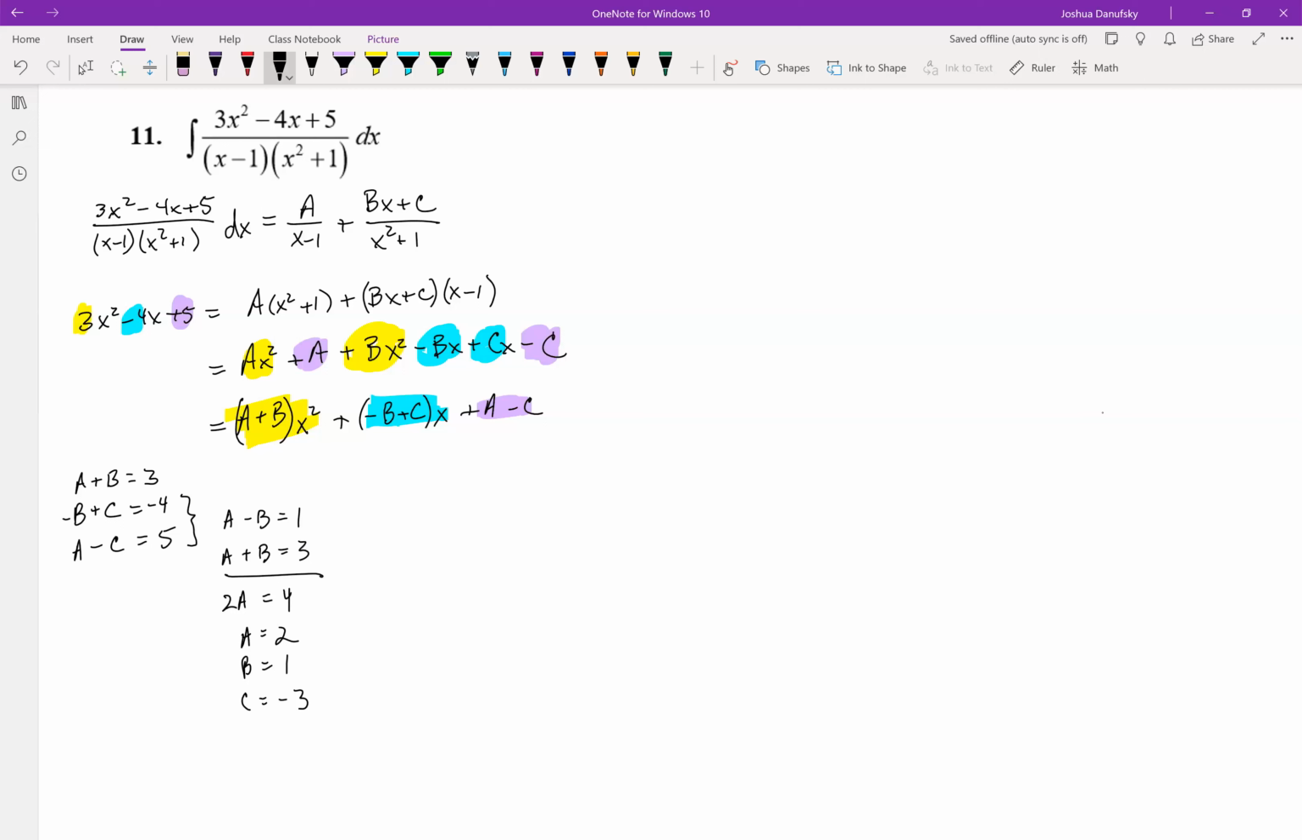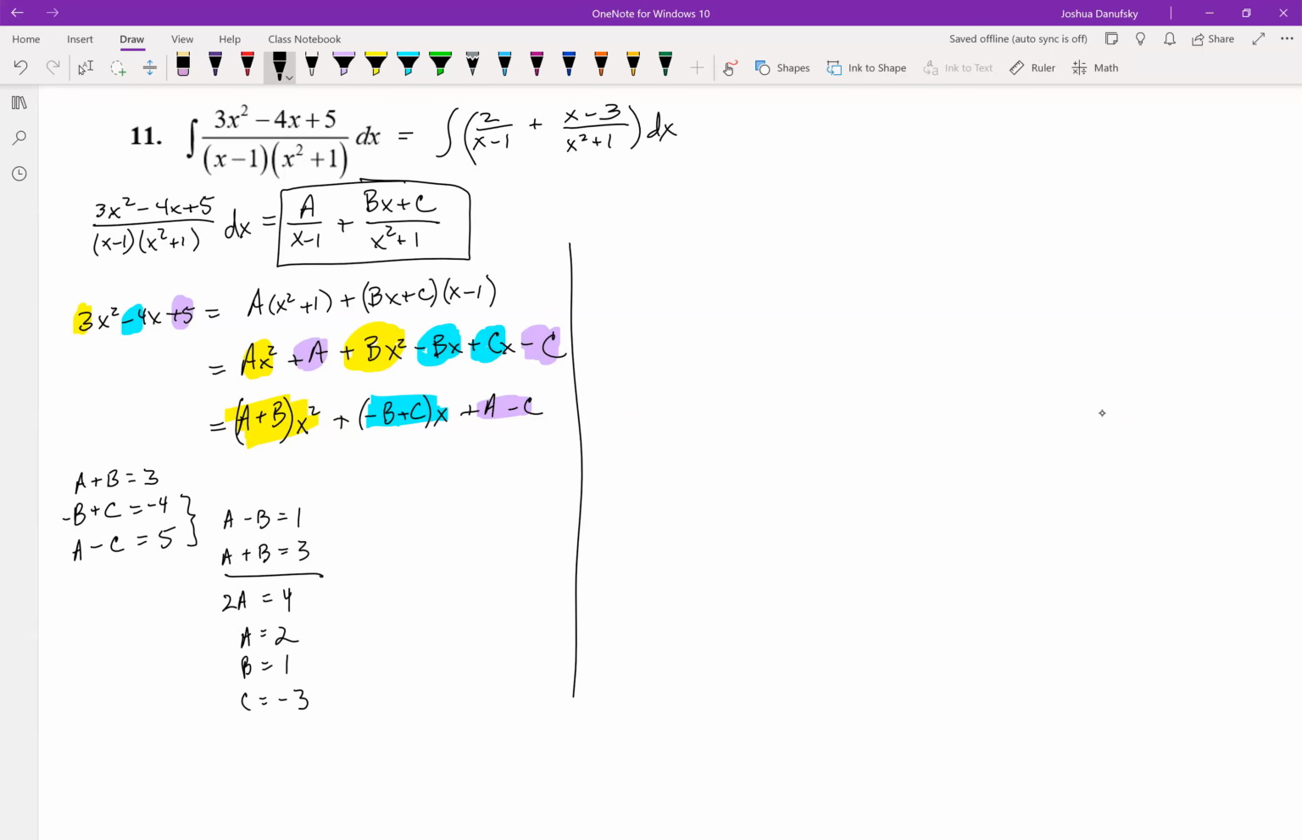Now we're ready to rewrite our integrand by plugging in a, b, and c into here. So our integral becomes a over x minus 1, which is 2 over x minus 1, plus b, which is 1, x, plus c, which is -3, over x squared plus 1, like that. We can rewrite this as 3 integrals.